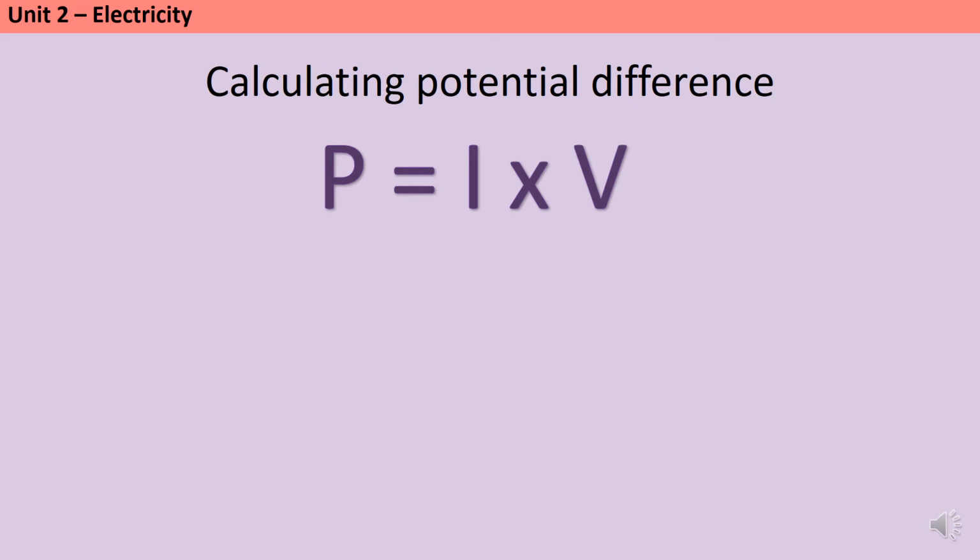As we said, there are multiple different equations related to power on the GCSE Physics equation sheet, but if you're good at substituting and rearranging, then the truth is you don't need to memorise every single one because they can be derived from each other.